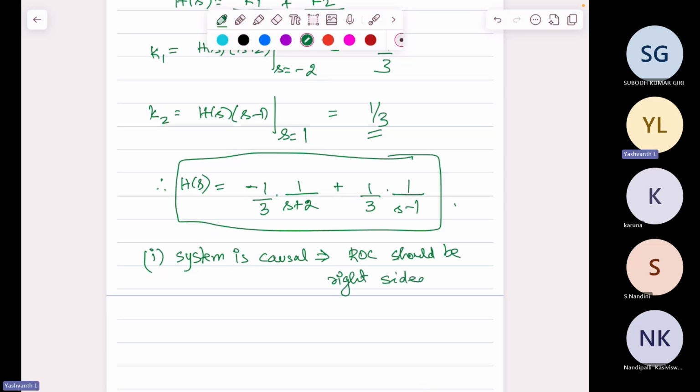ROC should be right-sided. That is the property of a causal system. The ROC of the transfer function should be right-sided if the system has to be causal. So now you see also what we know is what are the poles? Poles are nothing but -2 and 1. But I know that ROC does not contain pole.